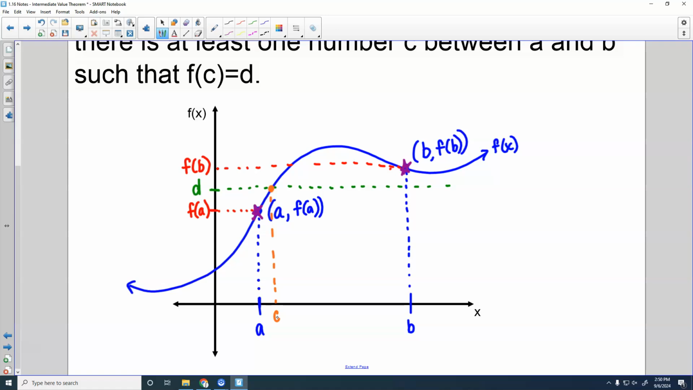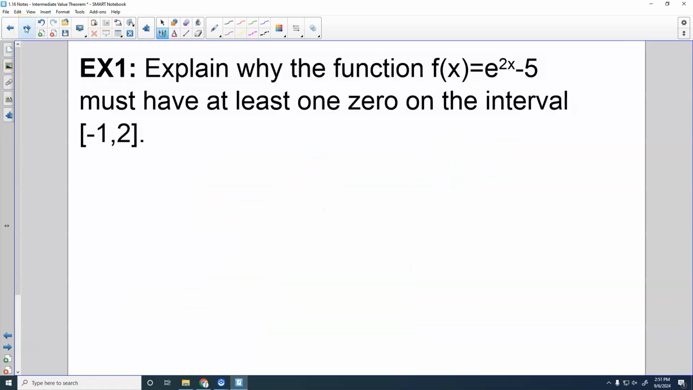So the general idea is really basic. It's like something that we kind of understand intuitively when we're talking about different things. So let's look at what types of problems we might get for something like this. Number 1 says explain why the function f of x equals e to the 2x minus 5 must have at least one 0 on the interval from -1 to 2.